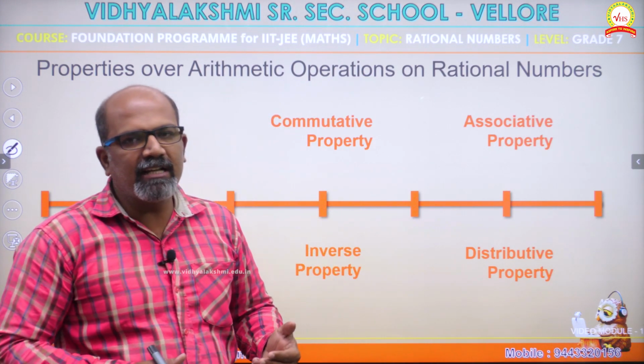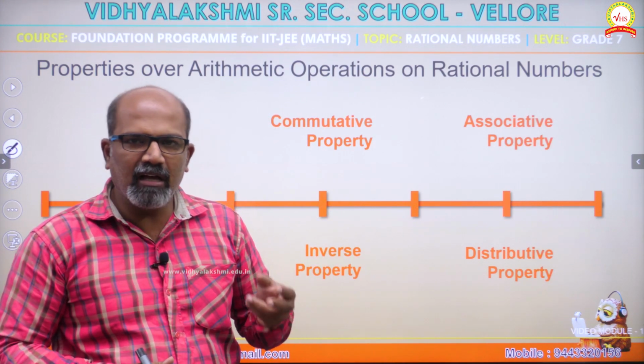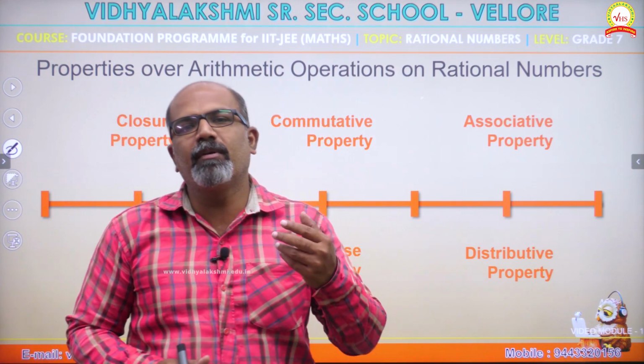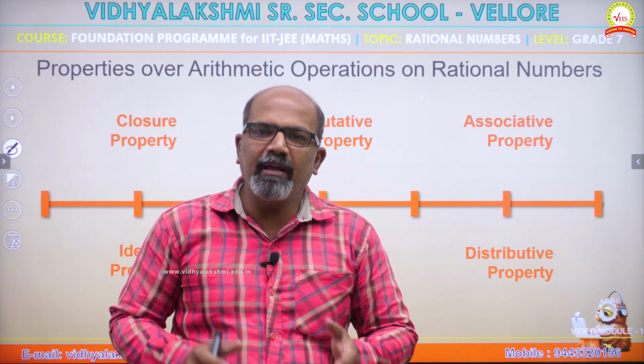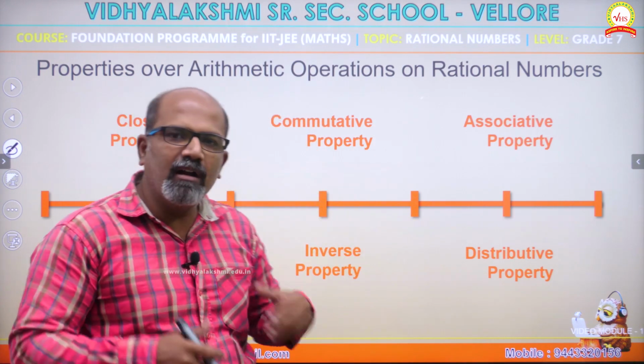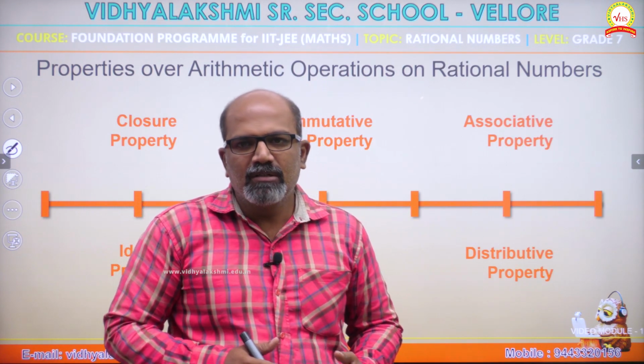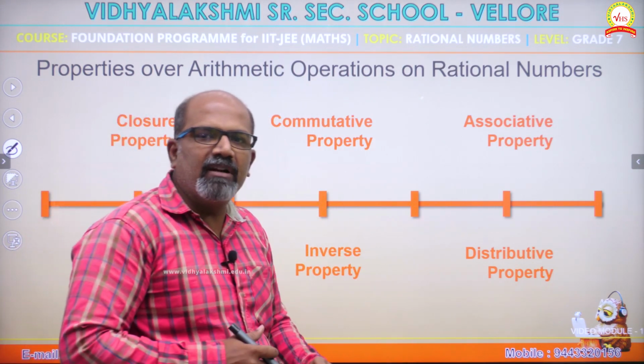When you are taking arithmetic operation, we may have addition, subtraction, multiplication, or division. So depending upon the operation, a rational number may obey any of the rules or may not obey any of the rules, depending upon the operation that you are choosing. Okay. So we are going to have a detailed study.